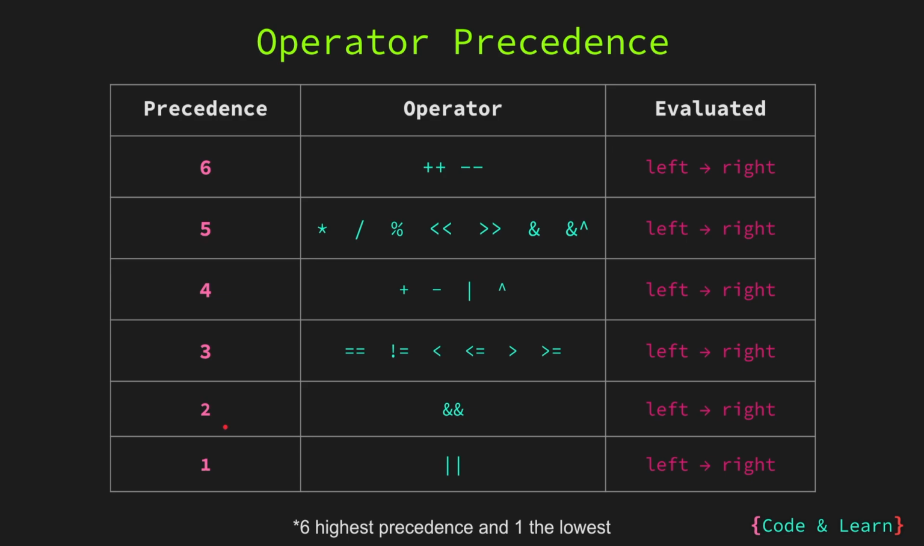In level 2 of precedence, we have the logical AND operator, followed by the lowest precedence operator, which is the logical OR. So if an expression has all these operators, they will be evaluated from top towards bottom in the order of precedence. 6 is the highest precedence and 1 is the lowest.